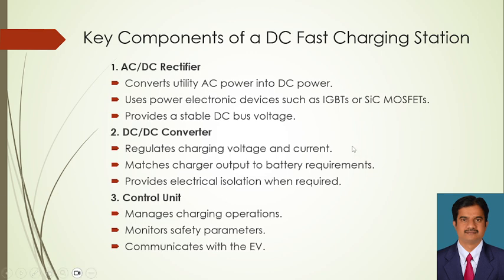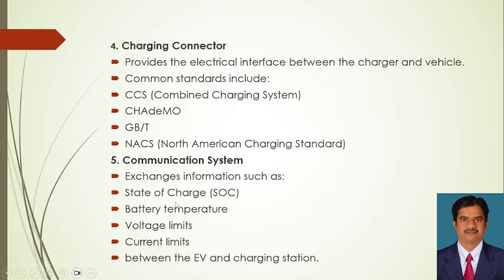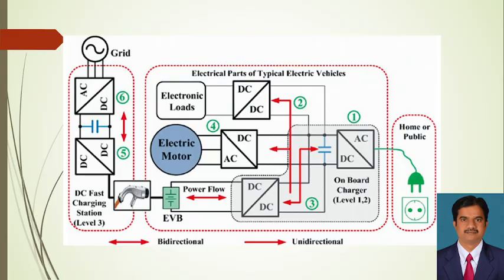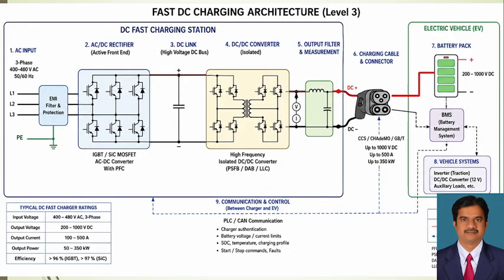Key components of the DC fast charging: AC to DC rectifier inside the charging station, DC to DC converter, then control unit, then charging connector, communication system. These are the main components of the DC fast charging station that are shown here in the diagram itself. In this diagram we have shown that.